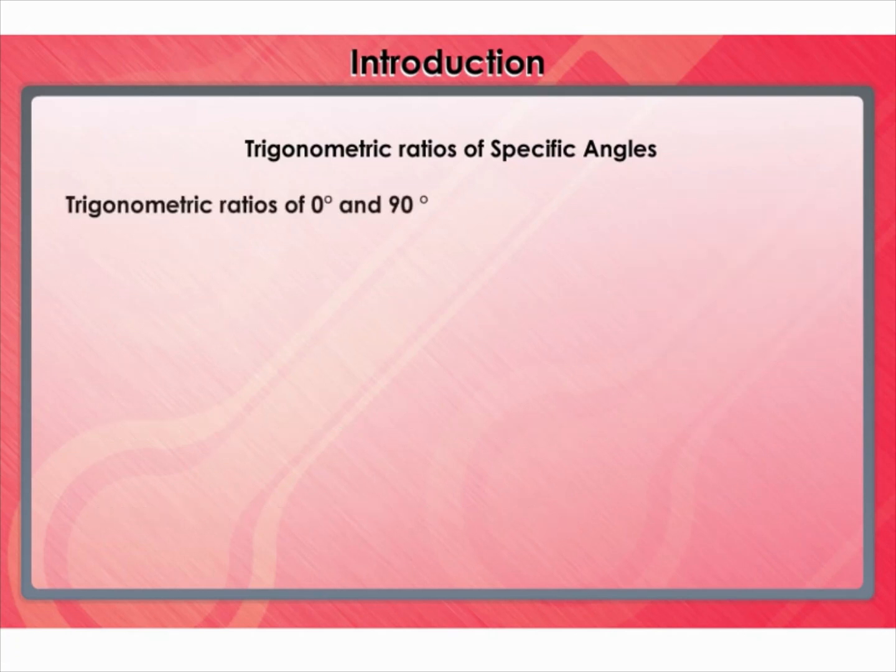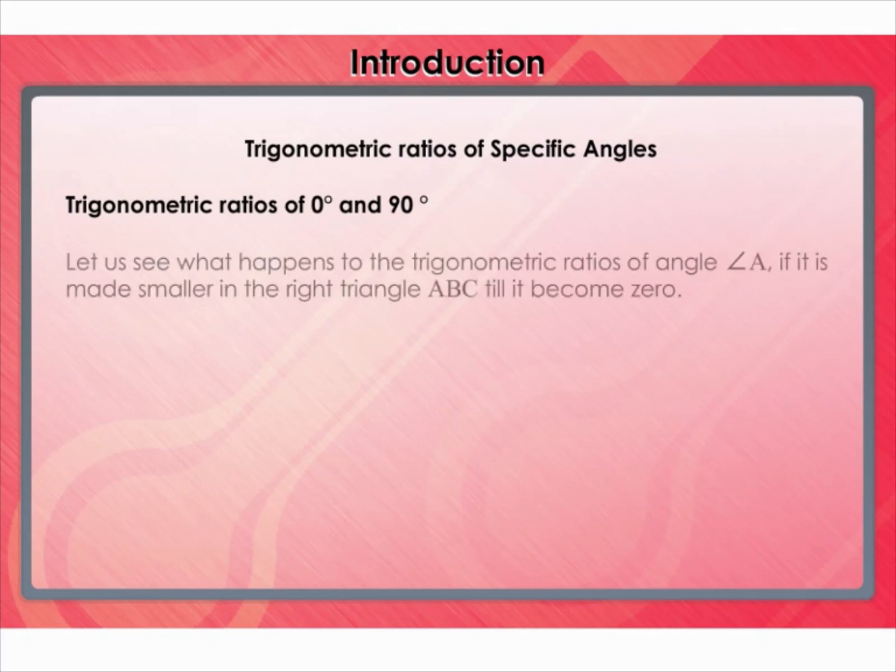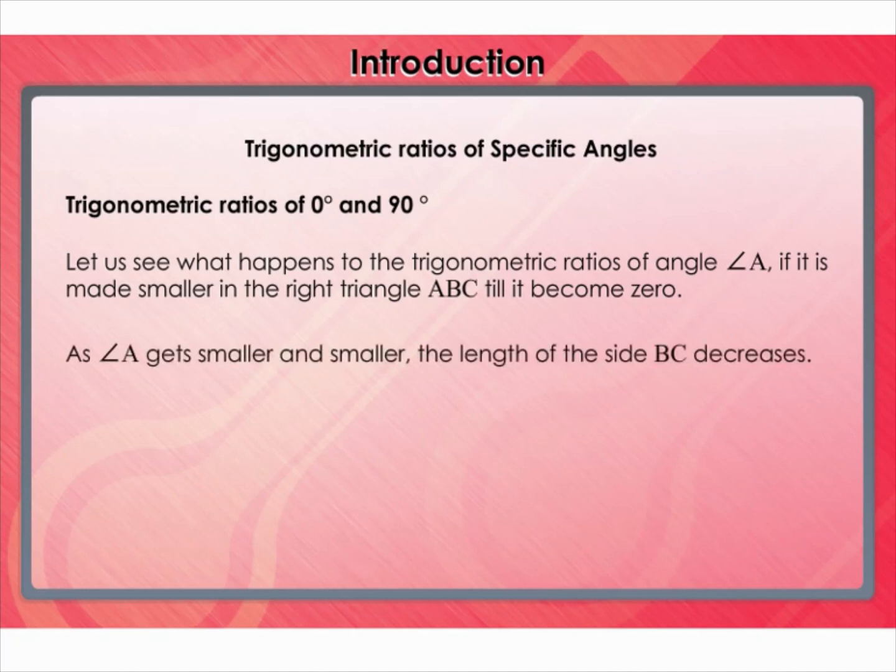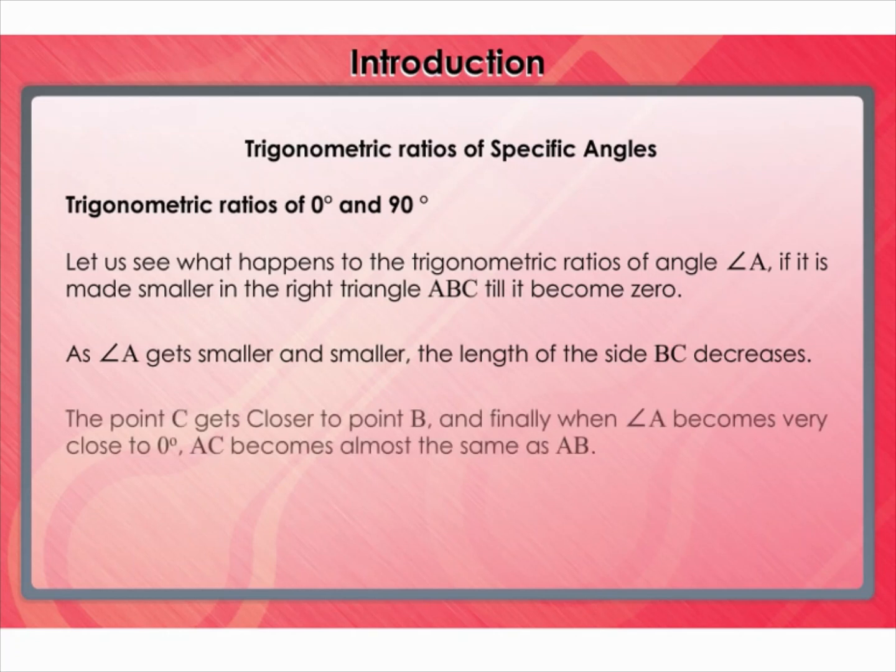Now let's calculate trigonometric ratios of 0 degree and 90 degree. Let us see what happens to the trigonometric ratios of angle A if it is made smaller and smaller in the right triangle ABC till it becomes 0. As angle A gets smaller and smaller, the length of the side BC decreases. The point C gets closer to point B, and finally when angle A becomes very close to 0 degree, AC becomes almost the same as AB.